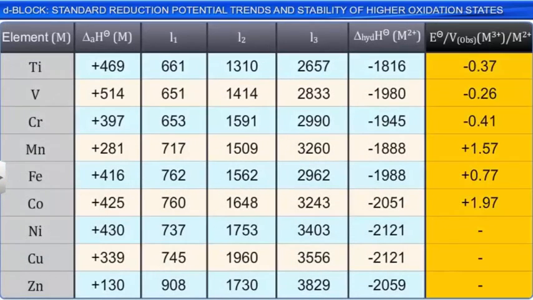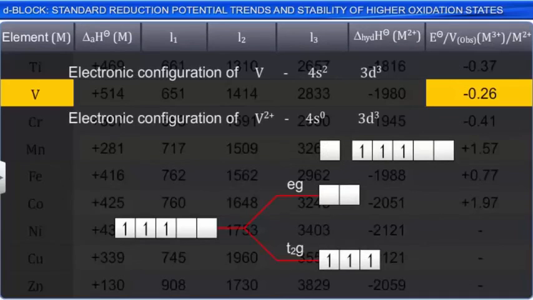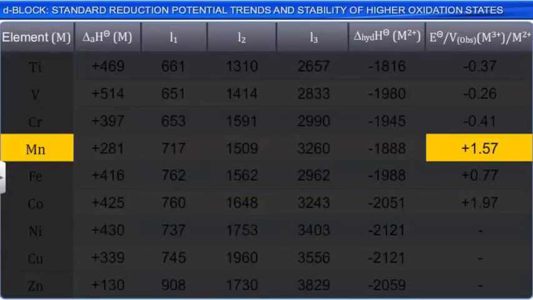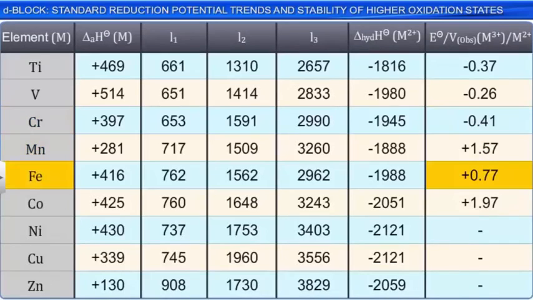The lower value for vanadium is due to the stability of V2+, as it has a half-filled t2g level. Manganese has a higher electrode potential value than chromium and iron because of its very high third ionization energy, which is again due to the stability of the half-filled d5 configuration.